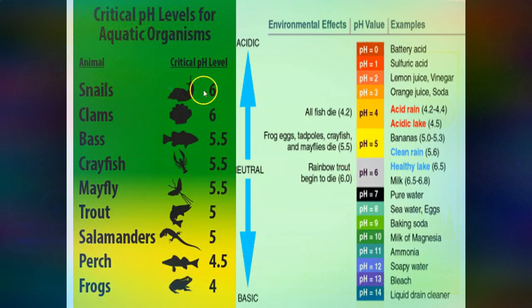For snails, it is 6. For crayfish, it is 5.5. For salamanders, it is 5. For perch fish, it is 4.5. So, different organisms have different pH levels which they can tolerate, because pH is also an environmental factor. It is also a limiting factor that has both maximum and minimum levels of tolerance for organisms.